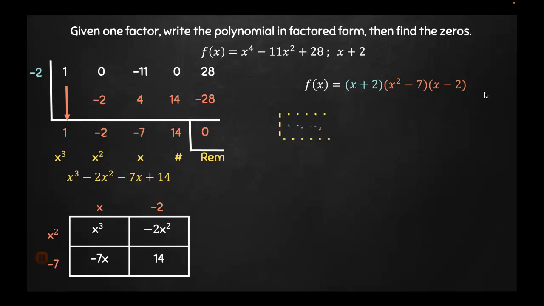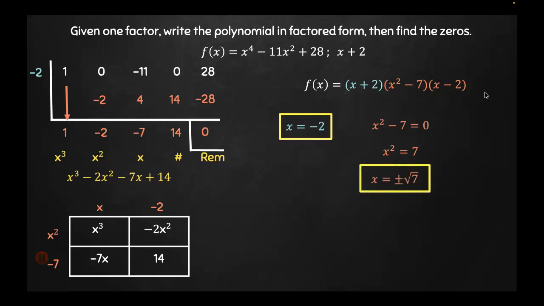Remember, zeros are the same thing as solutions. So with my first x plus 2 factor, I've got x is equal to -2. The x squared minus 7, when I set it equal to 0, and I add 7 to the other side, take the square root of it, I'm going to have the square root of 7, cannot break that down. And then remember, anytime you solve a quadratic, you're going to go ahead and always include that plus or minus. And then with the x minus 2 factor at the end, I'm going to have an answer of x is equal to 2.